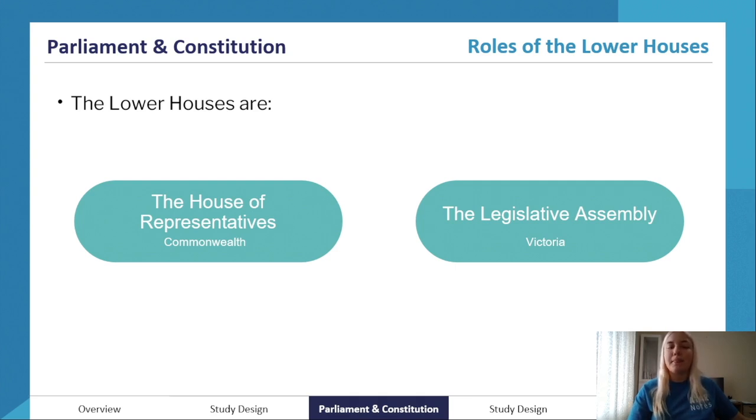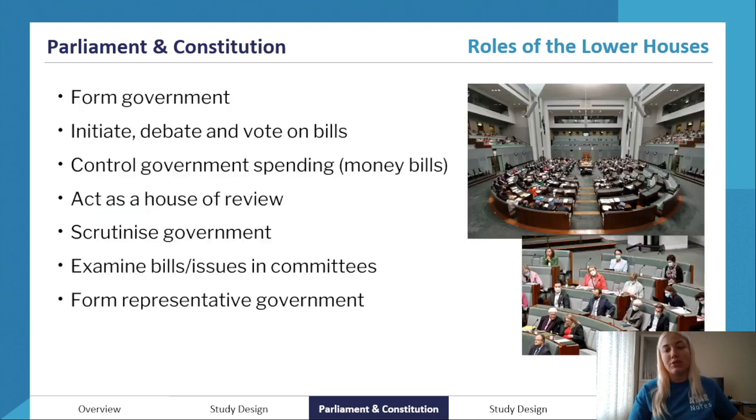They're accessible. So remembering again that at Commonwealth level, this was the House of Representatives, and at Victoria, this is referred to as the Legislative Assembly. So these are all the roles of the lower houses. So, form government. How does this happen? Because you actually need to explain when you're giving any roles as part of your response.